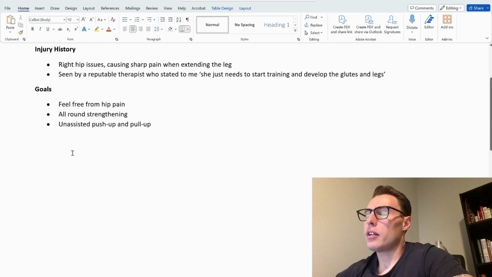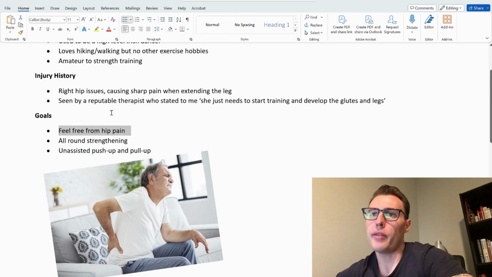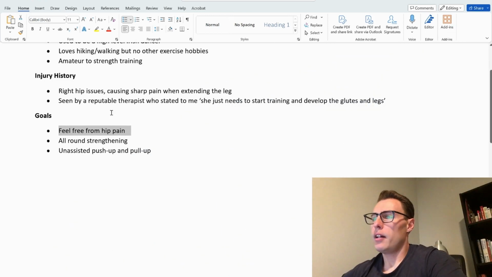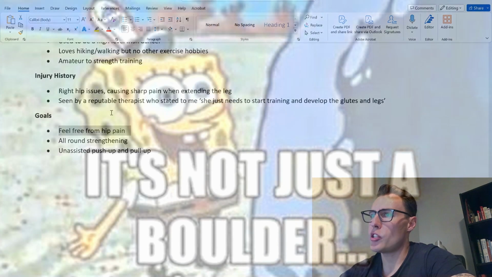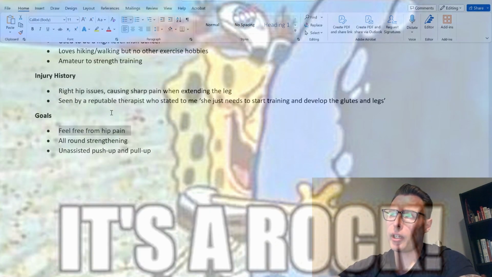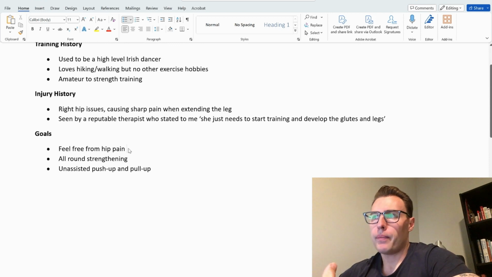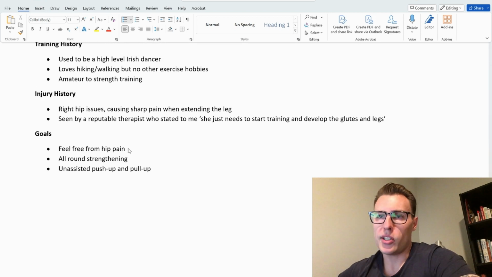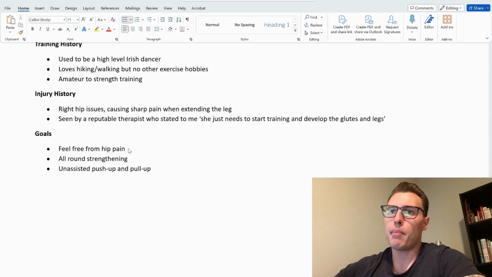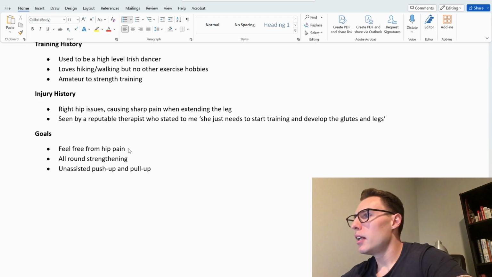Speaking of priorities, priority number 1 for this person is to feel free from hip pain. So we're going to make that the big rock. And what I mean by the big rock is we're going to start each session with something that specifically targets helping this individual get free from hip pain. That could be doing some hip CARs or hip mobility work at the beginning of the session to get them primed and ready to go for the weights.